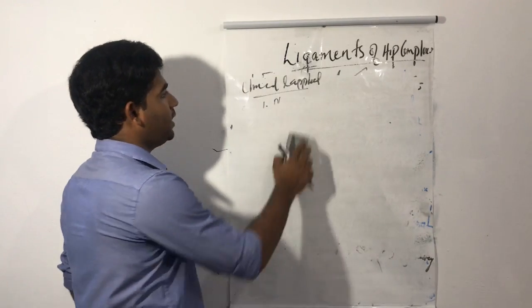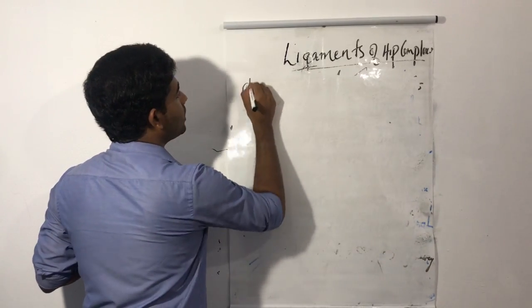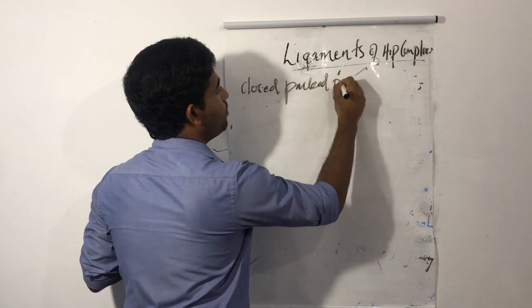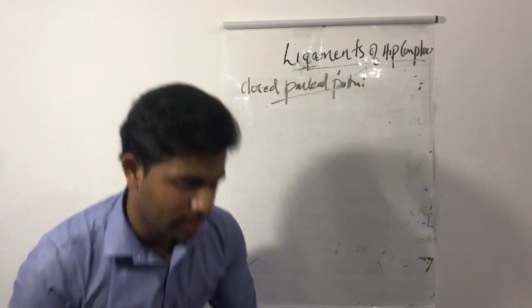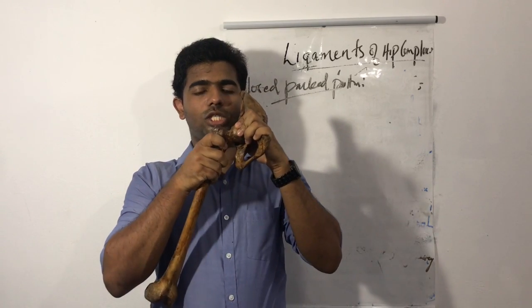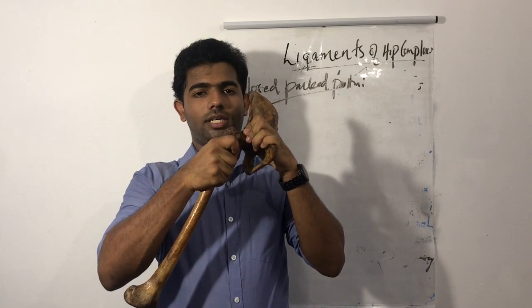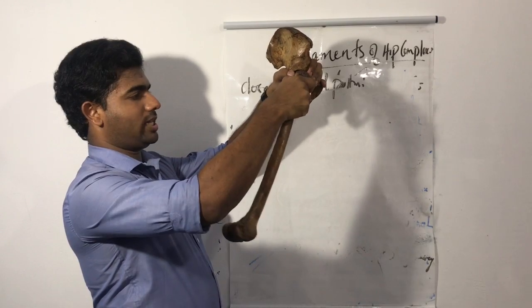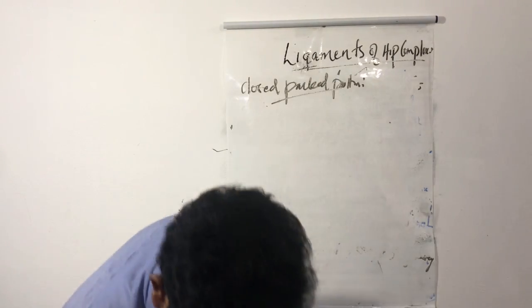Okay. And finally, what is the close-packed position of this joint? The close-packed position of the hip joint is, see, this is the hip, okay? Slight extension with slight abduction and medial rotation. So the close-packed position is this one. Extension with slight abduction and medial rotation. That is the close-packed position of the hip joint.